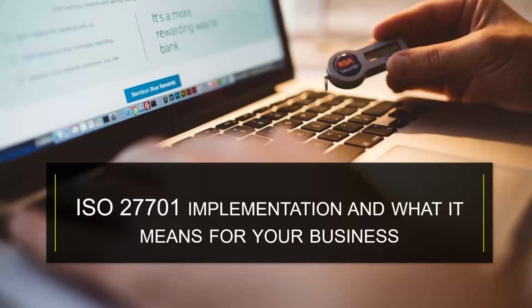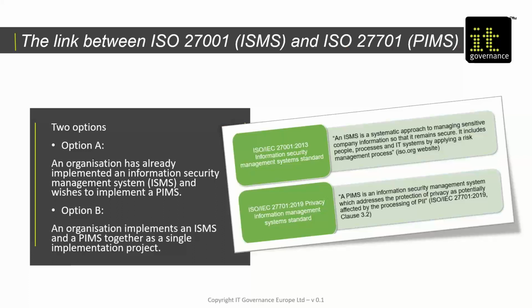So now that we've looked at the structure and some of the controls and guidance contained within the PIMS standard, let us now consider how you can implement this PIMS 27701 standard within your organisation. So an ISMS helps organisations keep data accurate, available and accessible only to approved employees. A PIMS manages the way organisations collect personal data and helps them prevent unauthorised use or disclosure of sensitive information.